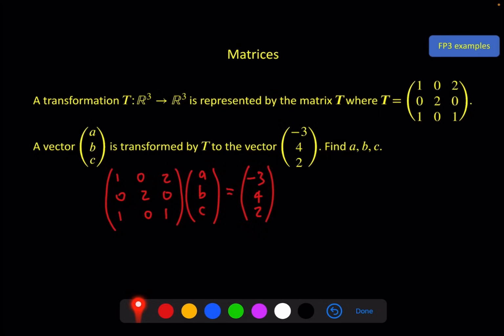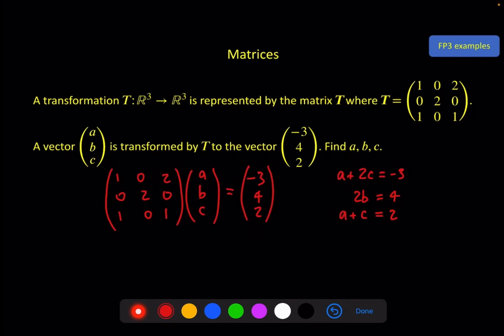But if you just go ahead and do this multiplication, A plus 0 plus 2C, A plus 2C must equal minus 3. And then the next element, 0 plus 2B plus 0 must equal 4. That's even easier. The last one, A plus 0 plus C must equal 2.